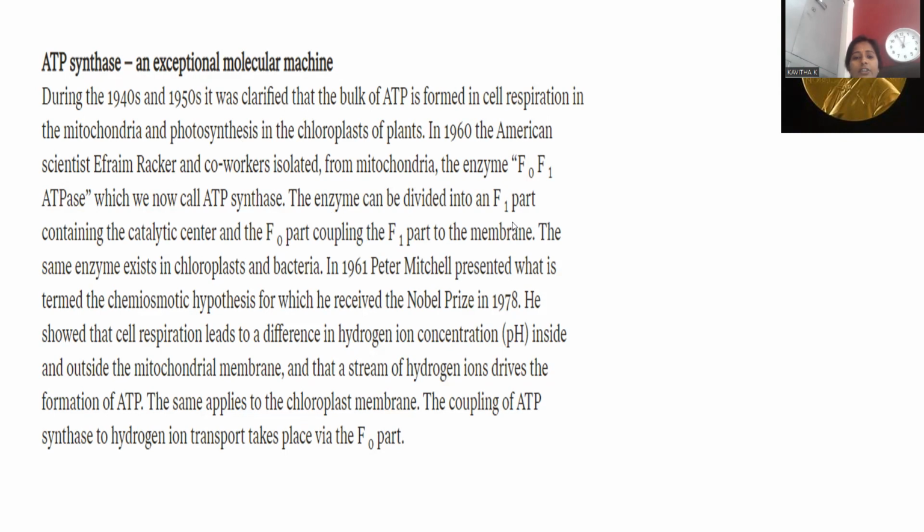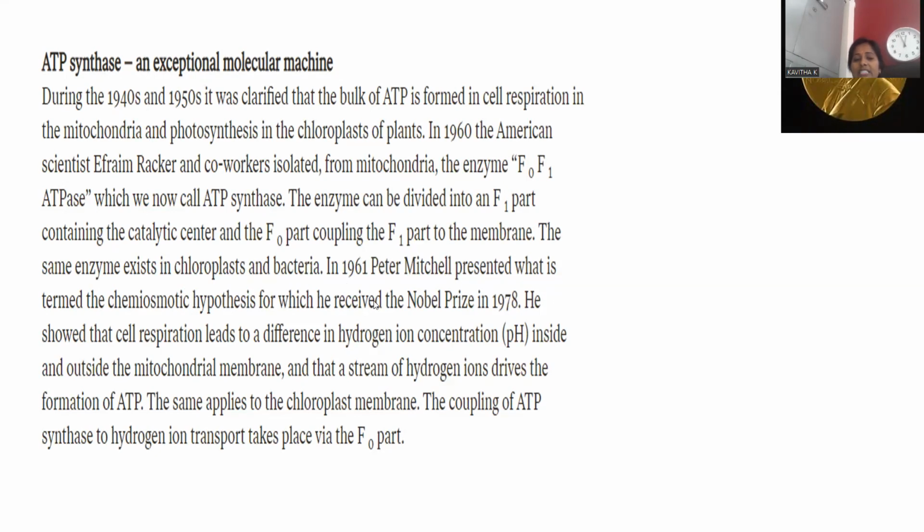The enzyme can be divided into the F1 part containing the catalytic center and the F0 part coupling to the membrane. As we are already aware, the enzymes present here are membrane bound enzymes. The same enzyme exists in the chloroplast and in bacteria as well. Whatever enzyme is present in all living organisms, from complex living organisms to the simplest bacteria, the same kind of ATP synthase and enzymatic function is present, so even bacteria have the same kind of activity, right?